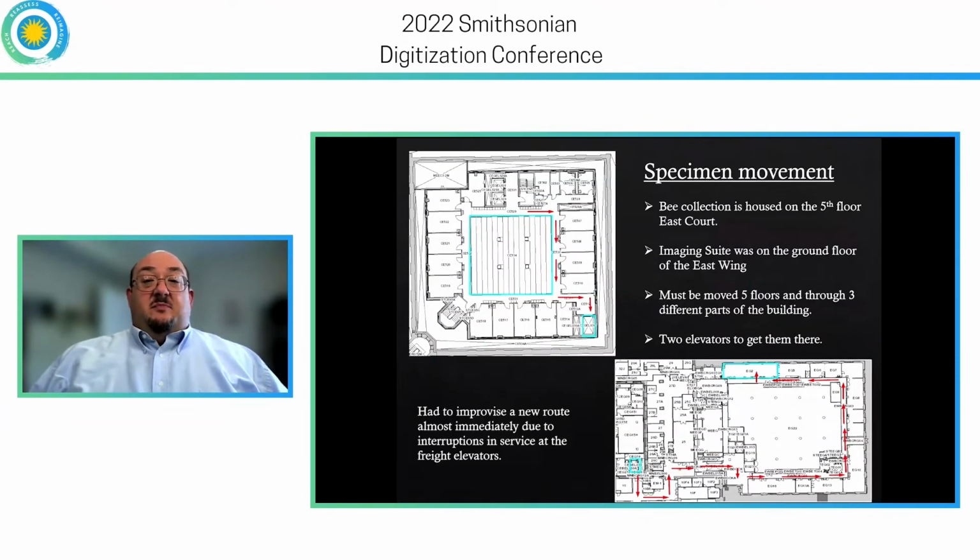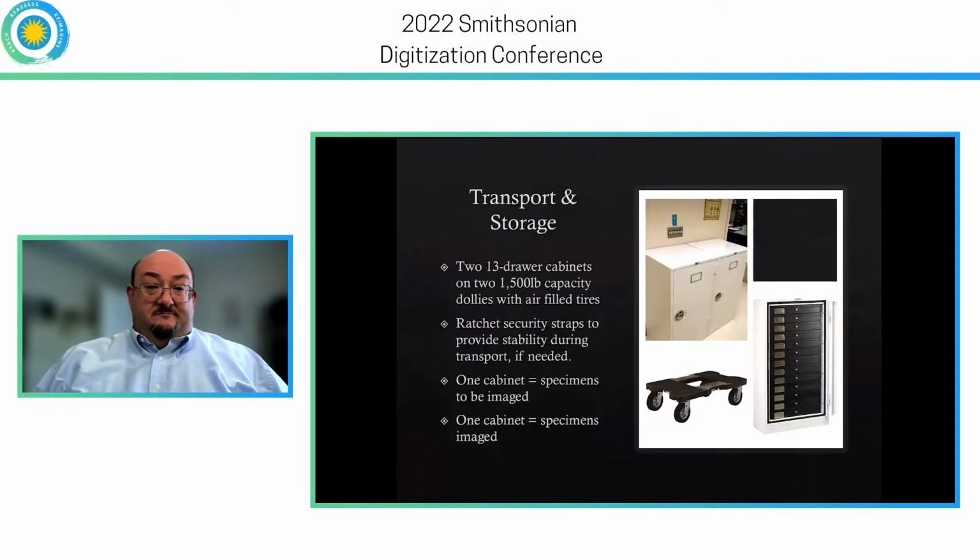In this case, the bee collection is housed on the 5th floor of the East Court of the Natural History Building, but the imaging suite was on the ground floor of the East Wing, meaning that we had to move it down 5 floors and across into a different part of the building. So it took 2 elevators to get them there, and a lot of walking just to figure out how to do this in a way that would reduce the risk to the specimens themselves. We had 2 13-drawer cabinets that we mounted on 1,500-pound capacity dollies with air-filled tires to move it, with 1 cabinet designated for specimens to be imaged and 1 for those that had already been imaged and were ready to go back.